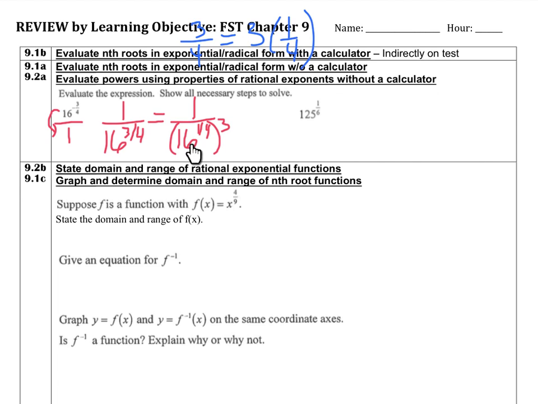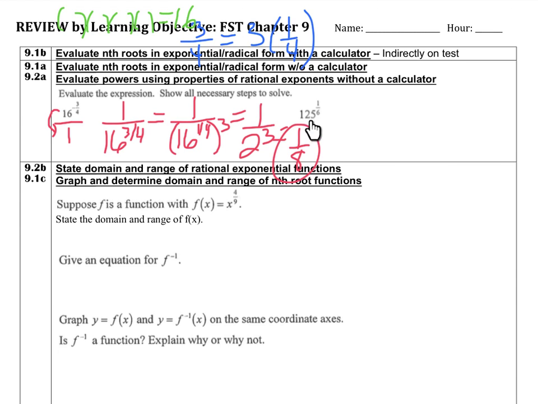The fourth root of 16 just asks you what number 4 times gives you 16, and that's going to be 2. So this becomes 1 over 2 cubed. And then 2 cubed, be careful, is not 6. It's 2 times 2 times 2, which is 8. So this answer is 1/8.